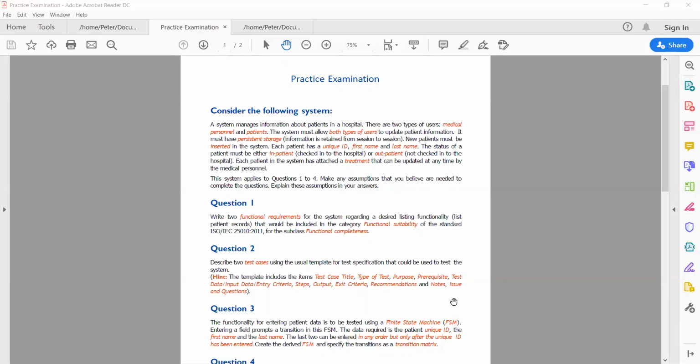But listing has to be part of the record because the system is allowing you to do the listing, which is very important.